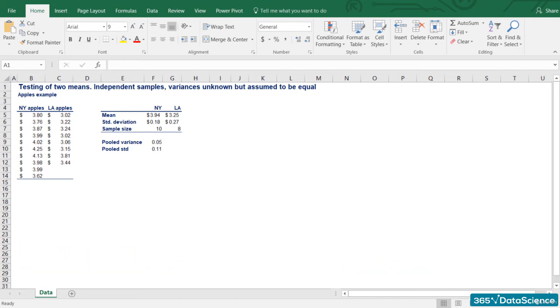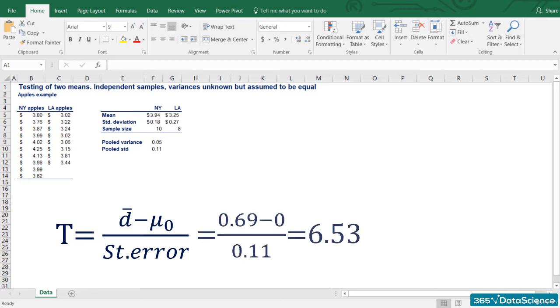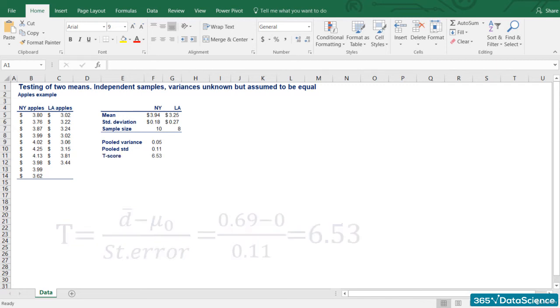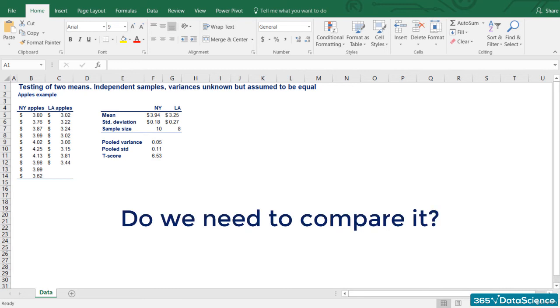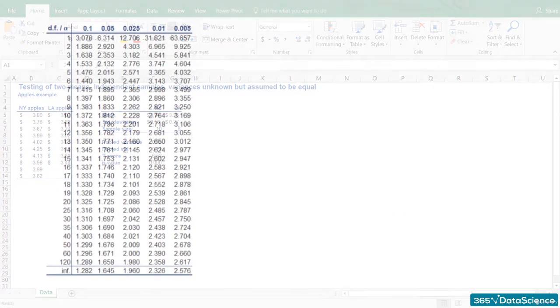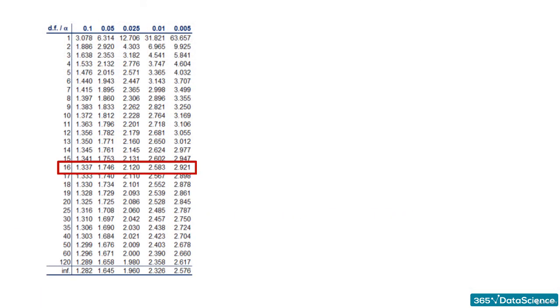Let's see the t-statistic formula. Once again, the difference between sample means minus the difference between hypothesized true means divided by the standard error. After plugging in everything, we get a test statistic of 6.53. Do we need to compare it? This is by far the most extreme test statistic we have seen. You will have a hard time finding it in the t-table.